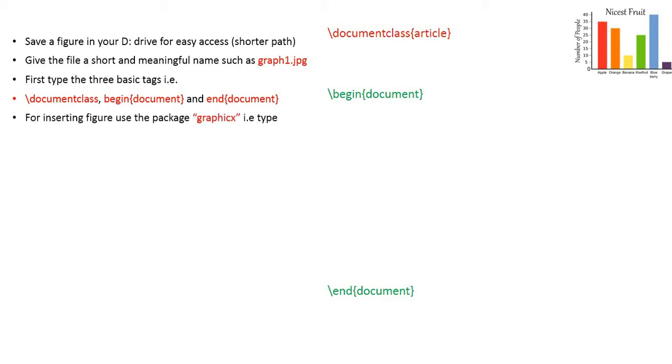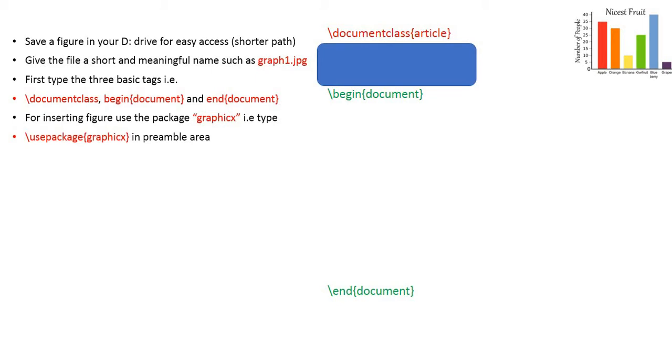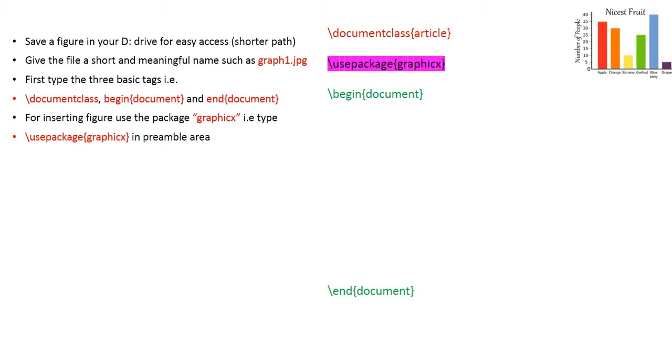For inserting the figure, we need a package called graphicx. To use a package in LaTeX, always use your preamble area. In the preamble area, write a command called \usepackage. Inside the curly braces, type the name of the package. And this should always be written in the preamble area. Where is the preamble area? Here is the preamble area. So type \usepackage{graphicx}.